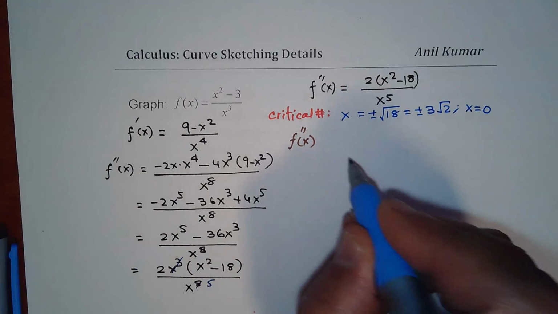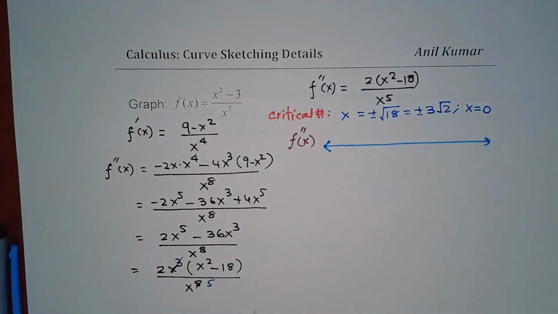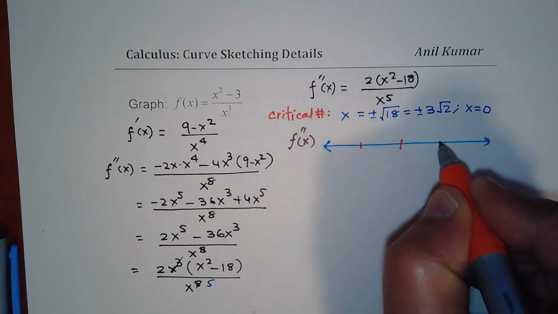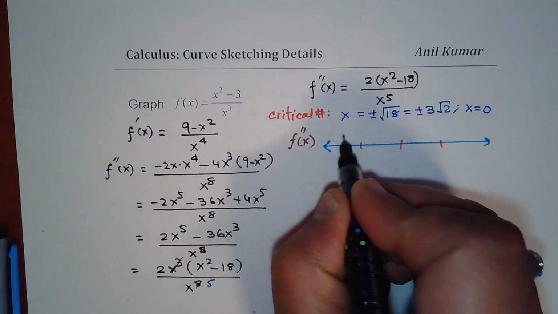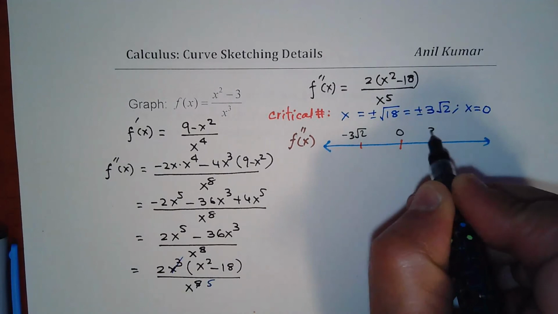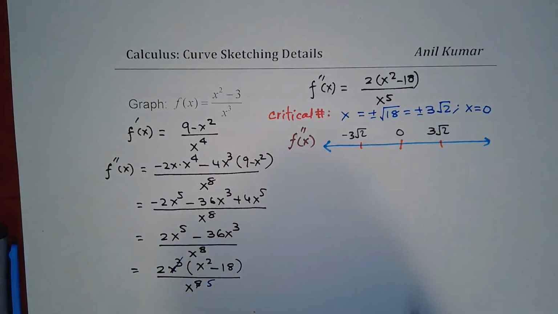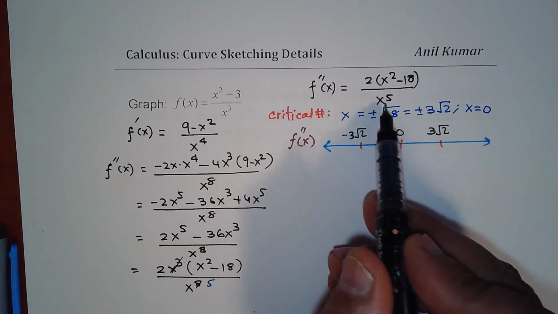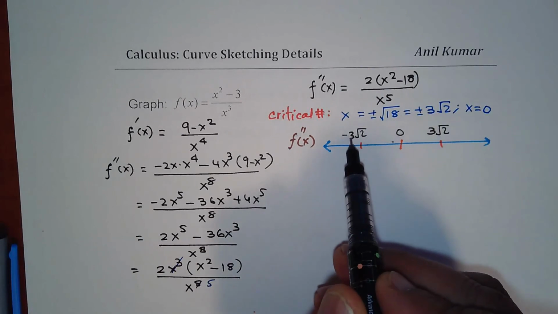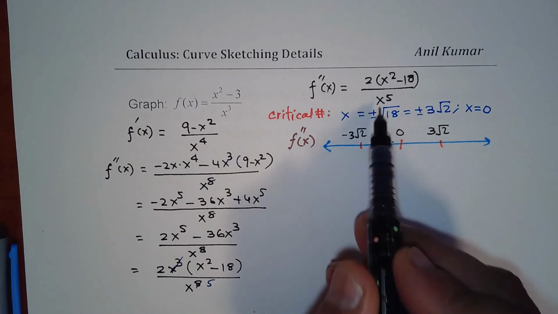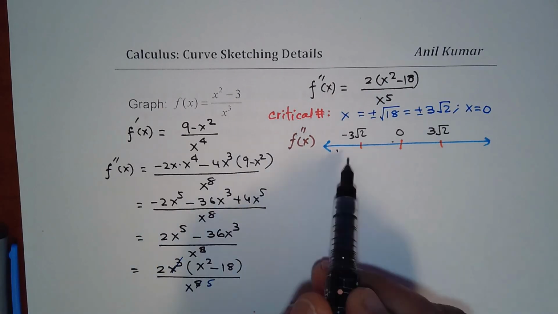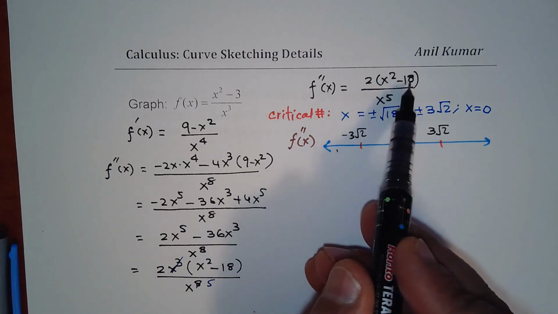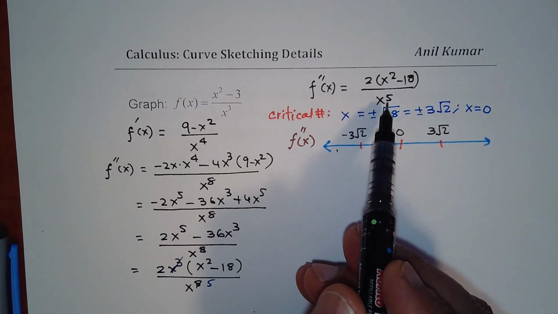We have 3 critical numbers to work with. One of them is 0. The other 2 are plus minus 3 square root 2. So we have minus 3 square root 2, 0 and plus 3 square root 2. Now the denominator on the negative side will be negative, correct? Let's take the left side here. If I take a value here, let's say minus 10, the numerator is going to be positive, 100 minus 18. However, the denominator will be negative. So we get negative in this interval.